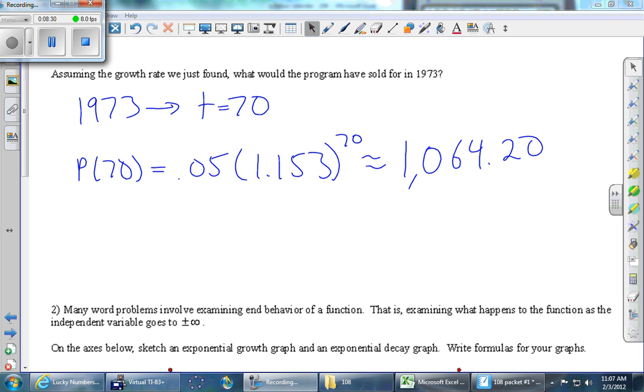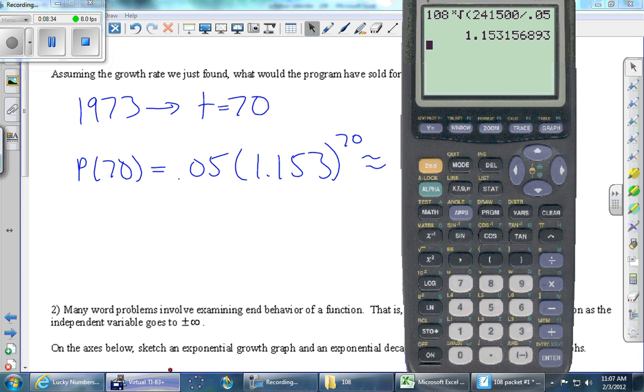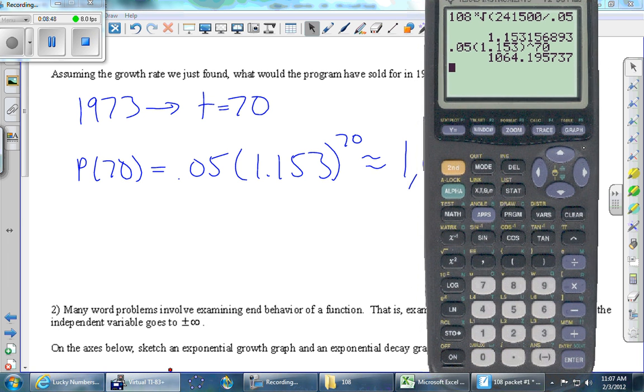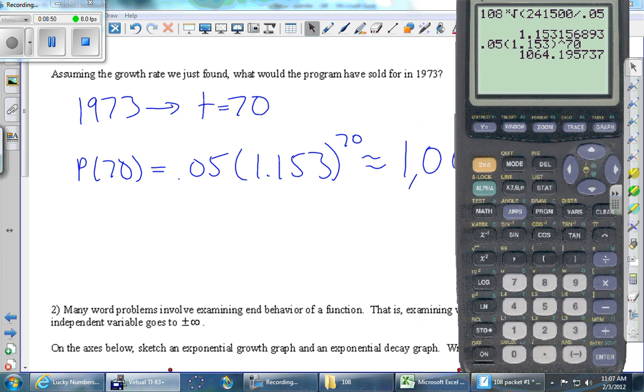One little thing: I don't know how you typed this into the calculator. Perhaps you typed it in as I've written it there, 0.01 or 0.05 times the 1.153 to the 70. Part of what I want to accomplish in this course is to get the most accurate answers the calculator can possibly give us. I have rounded, right? That 1.153 that I retyped was a rounded number. The correct number was the one right at the top.